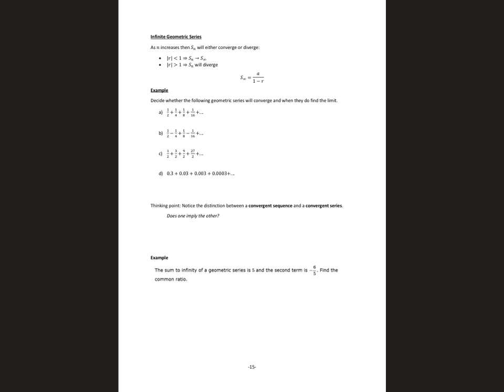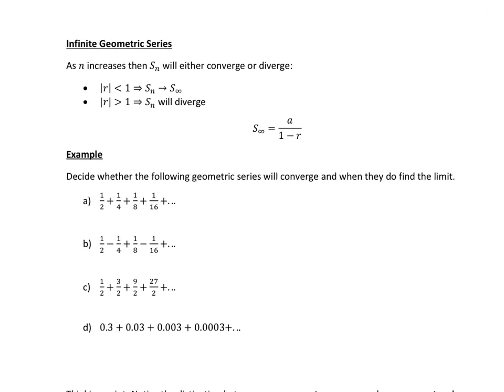Okay, the last thing to look at with geometric sequences and series are infinite series, so series that go on forever. So as n increases, so the number of terms in my sequence increases, my sum to n, my sum of all the terms, will either converge or diverge. So it'll either go towards a limit or it'll go towards infinity.